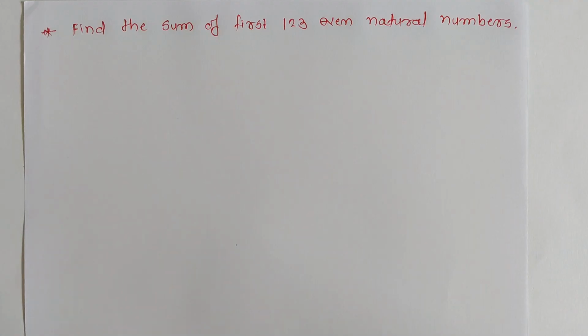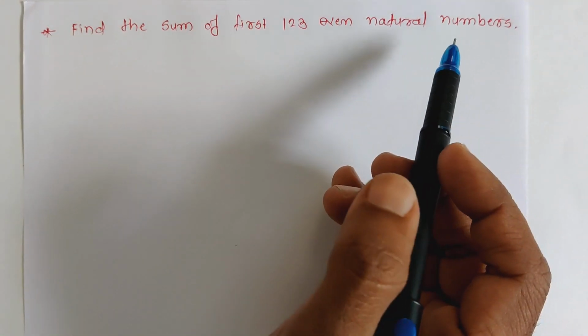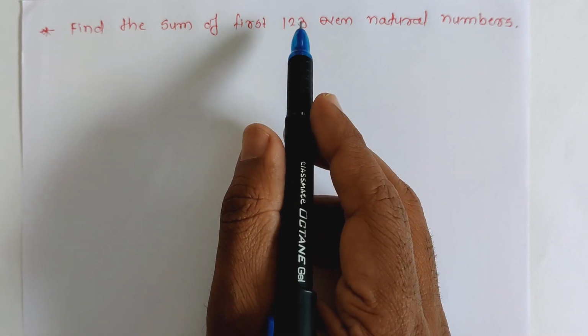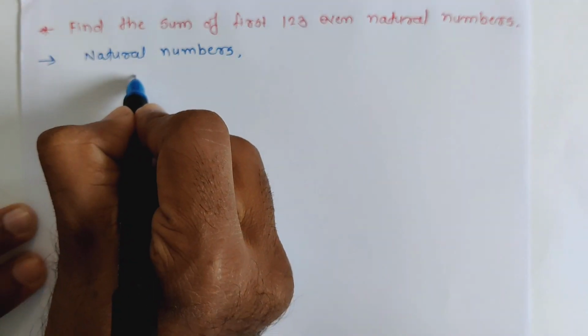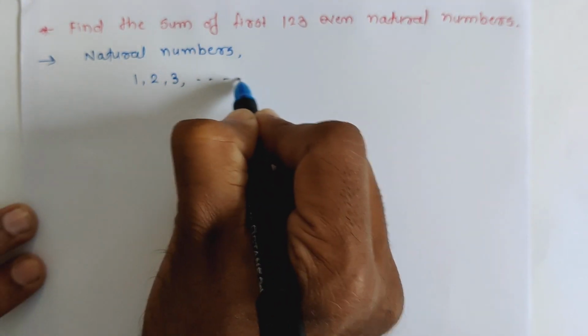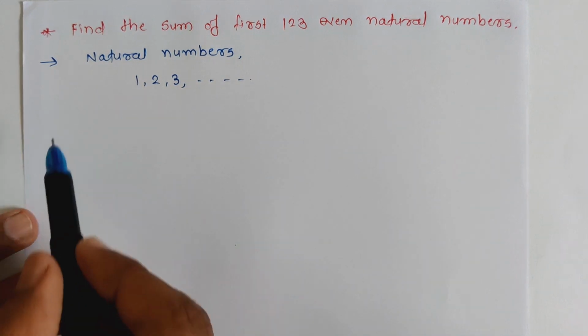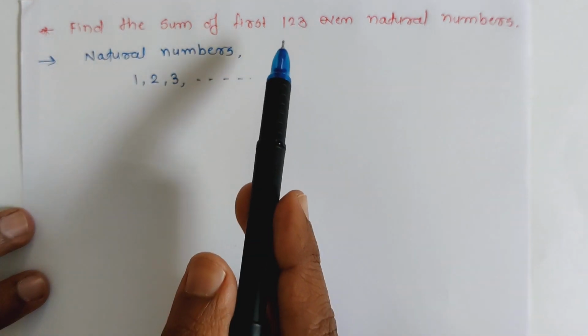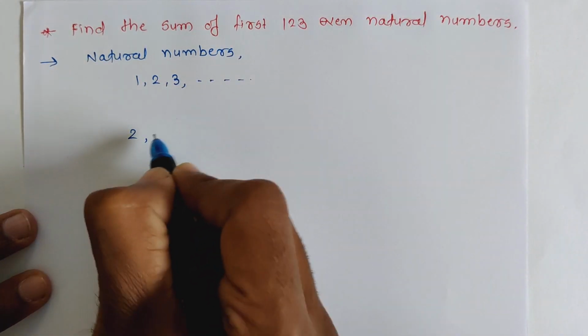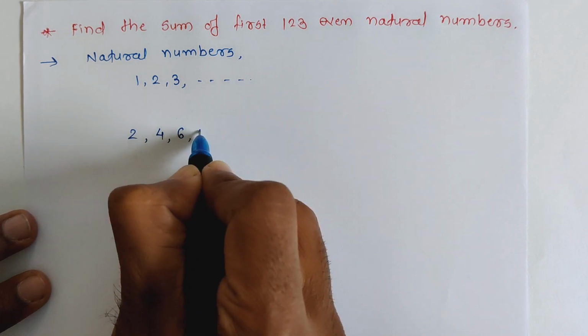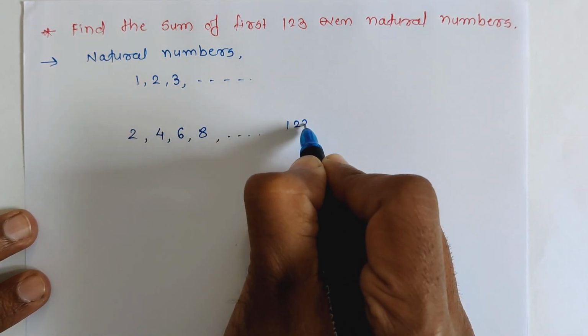Now we'll solve some examples based on this concept, that is the sum of n terms of an arithmetic progression. The first question is, find the sum of first 123 even natural numbers. To find the first 123 even natural numbers, first we should write the natural numbers: 1, 2, 3 and so on. Now from these natural numbers we want the first 123 even natural numbers. So the first even natural number is 2, then 4, 6, 8 up to 123 terms.